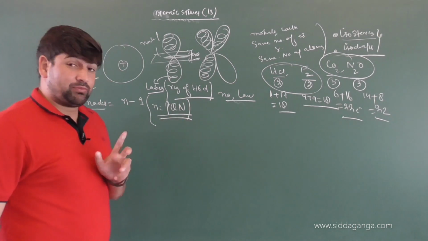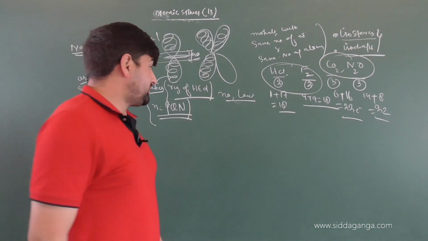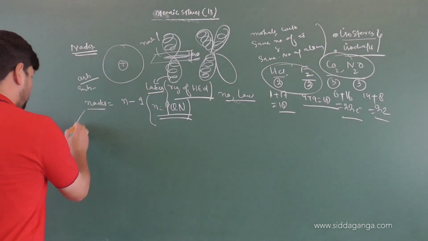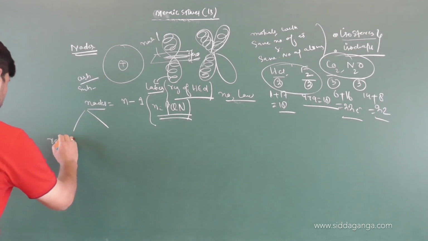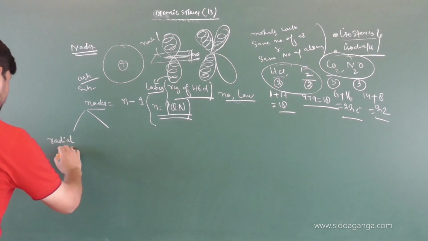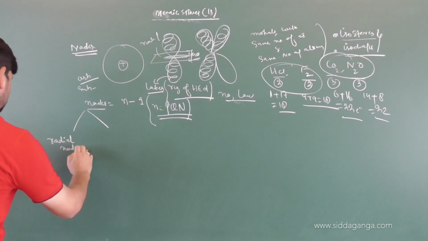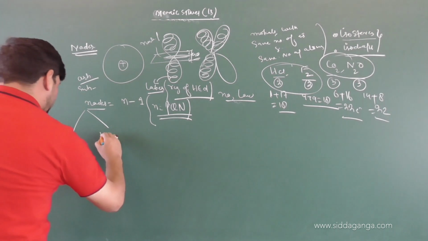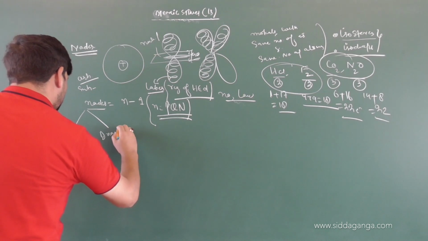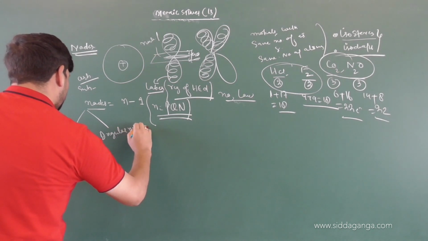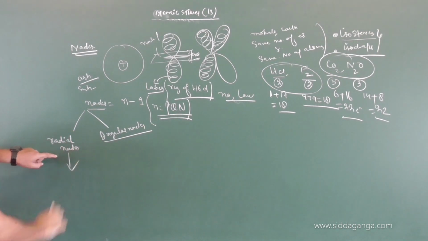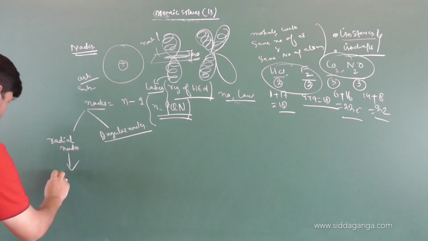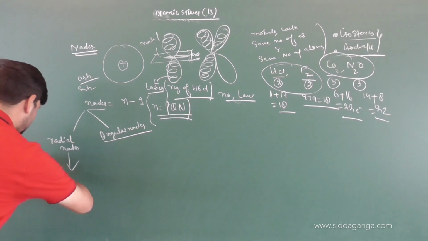There are two types of nodes which are available to us. We have radial nodes and we have angular nodes. In an atom, the number of radial nodes equals l.